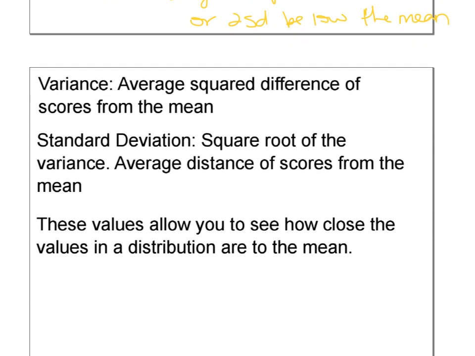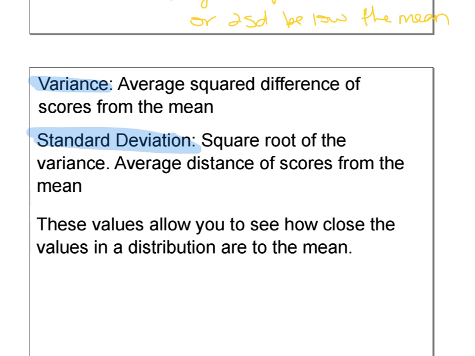So here's some definitions. So variance, we aren't actually ever going to use variance, but just so you know, the variance is the average squared difference of scores from the mean. The only time we would ever use variance is if we're given the variance, we could then use it to find the standard deviation, because that's what we actually care about.